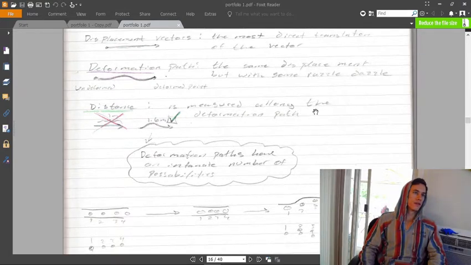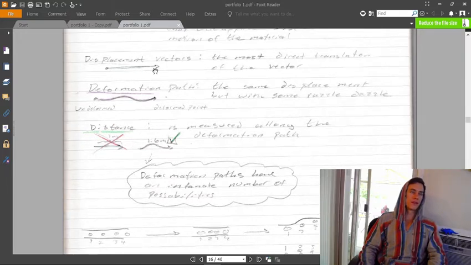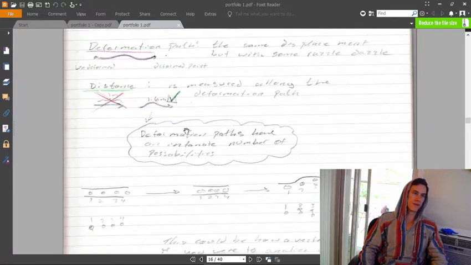Distance is measured along the deformation path. So you can't measure distance along a displacement vector because it's like, well, this is 1 meter. Well, this is also 1 meter from this point to this point, but it moved down and up and down and up, so maybe it moved 1.6 meters.